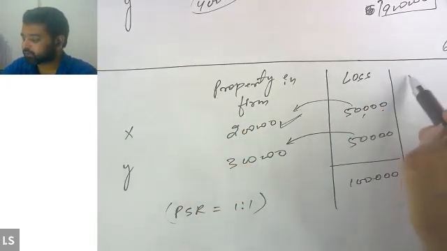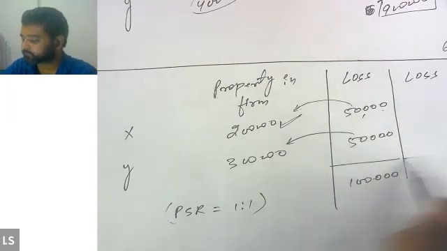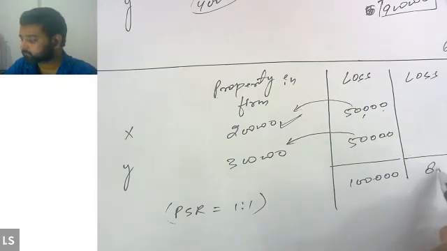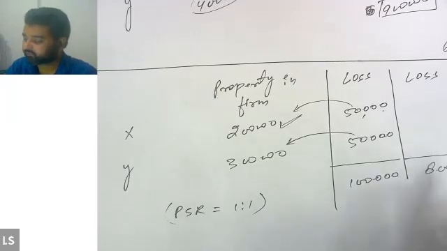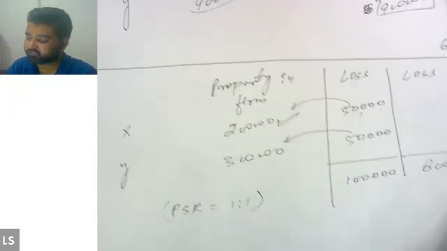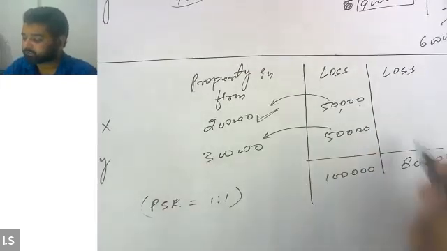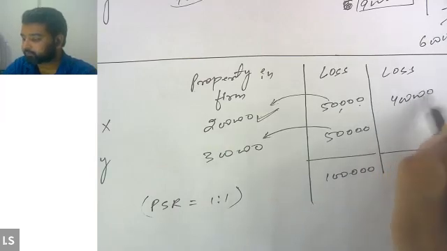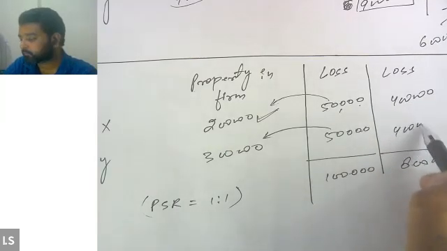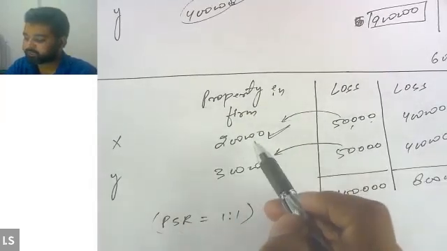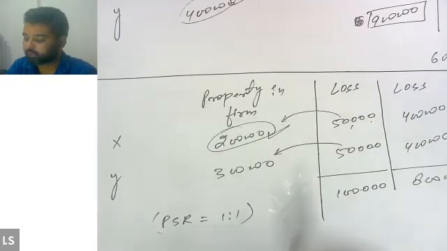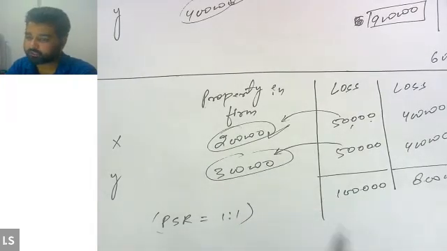But let's suppose the loss of the business is 8 lakhs. Now this loss will again be divided between the partners in the equal ratio, right? So out of 8 lakhs, 4 lakh will be borne by Mr. X and 4 lakh will be borne by Mr. Y. Now you can notice the total property that Mr. X owns in the firm is only 2 lakh and Mr. Y owns the total asset of 3 lakh.